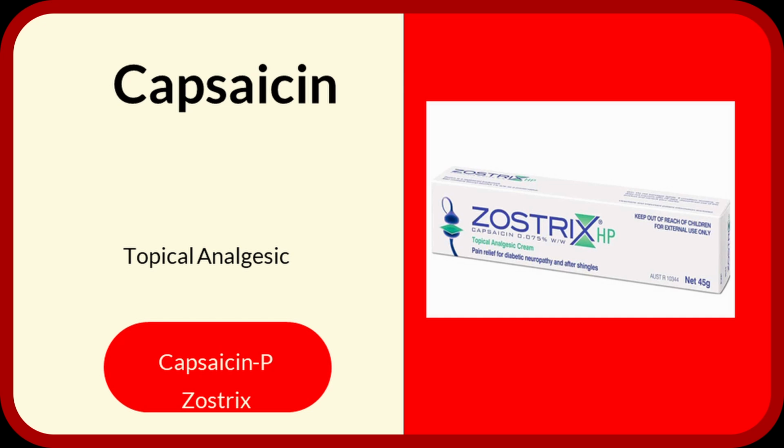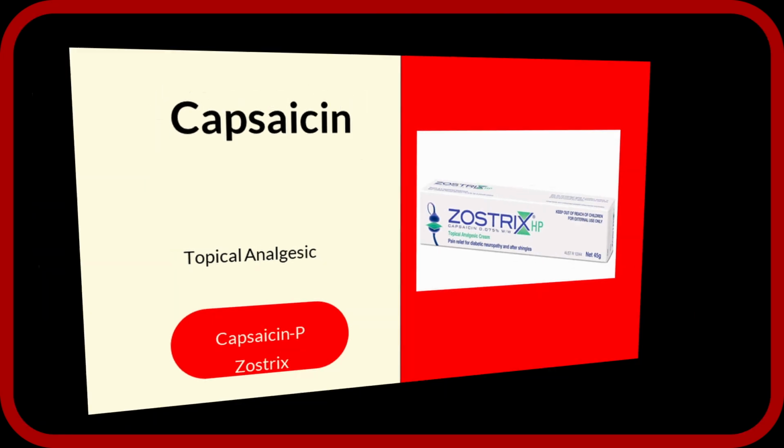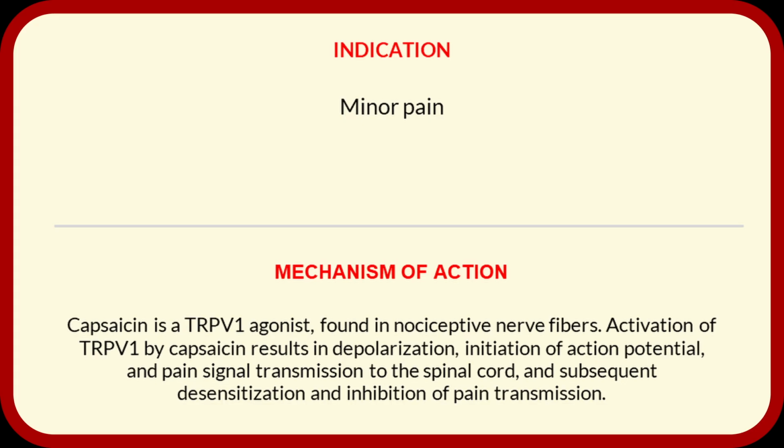Capsaicin, with brand names like Capsaicin P or Zostrix, is used for minor pain. Capsaicin works as an agonist of the TRPV1 receptor found in nociceptive nerve fibers. Activation of TRPV1 by capsaicin results in depolarization and pain signal transmission and subsequent desensitization and inhibition of pain transmission.